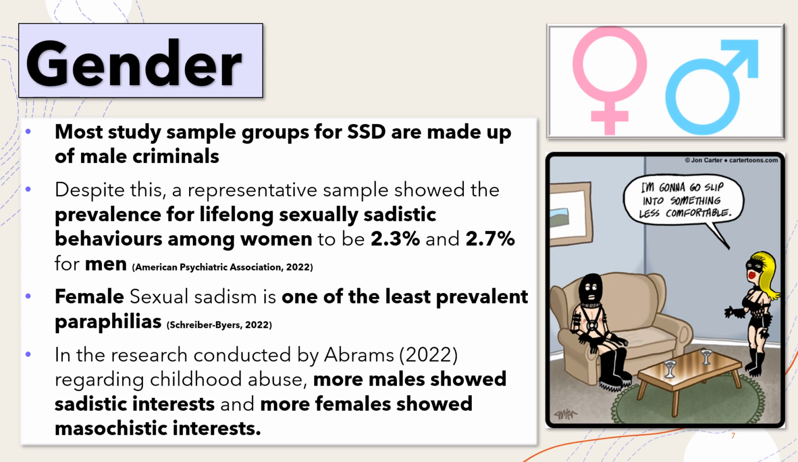A specific study showed a prevalence for lifelong sexually sadistic behaviors among women to be 2.3%, whereas it was 2.7% for men. Female sexual sadism is actually one of the least prevalent paraphilias. And in research conducted by Abrams regarding childhood sexual abuse, more males showed sadistic interests, while more females actually showed masochistic interests.